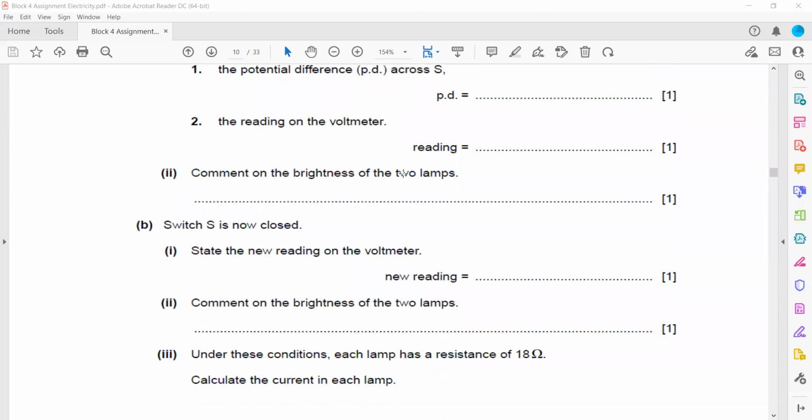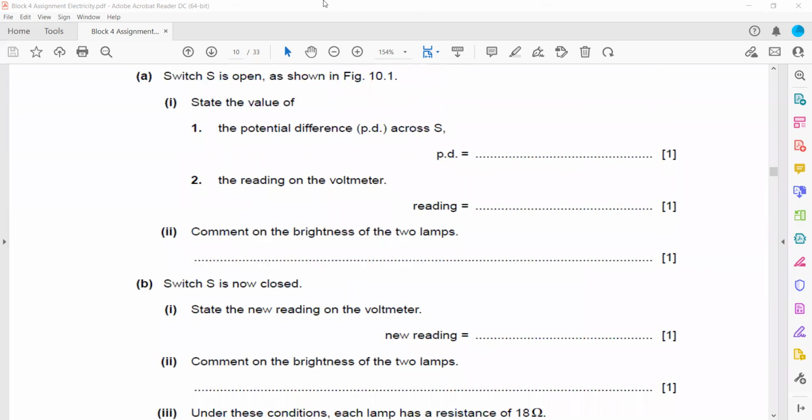Comment on the brightness of the lamp. When the switch is open, both lamps will be off, so they will not light up. If they don't light up, they will not give out any light, so no brightness.